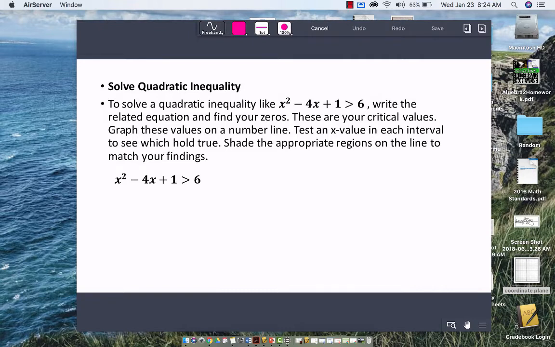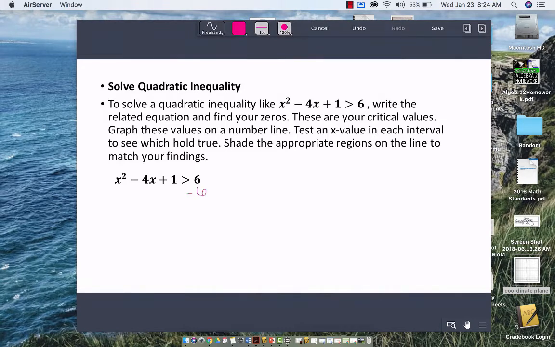So then we graph these values on the number line, and then we actually have to test an x value in each interval to see which holds true, and then we'll shade from there. So what this means, we need to decide if it's an or an and, as in, are we drawing our arrows into each other or are we drawing them away from each other, and I'll go over that as we go here.